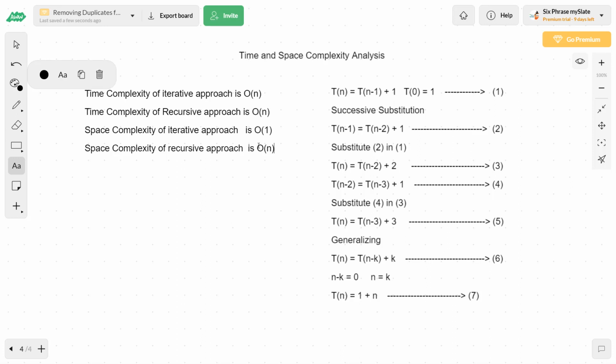So in terms of space, clearly the iterative approach is very efficient compared to the recursive approach, because recursive is a costly process in terms of memory. Okay, so the complete time complexity and space complexity of the problem has been completely discussed in and out. Okay, so thank you students, thank you.